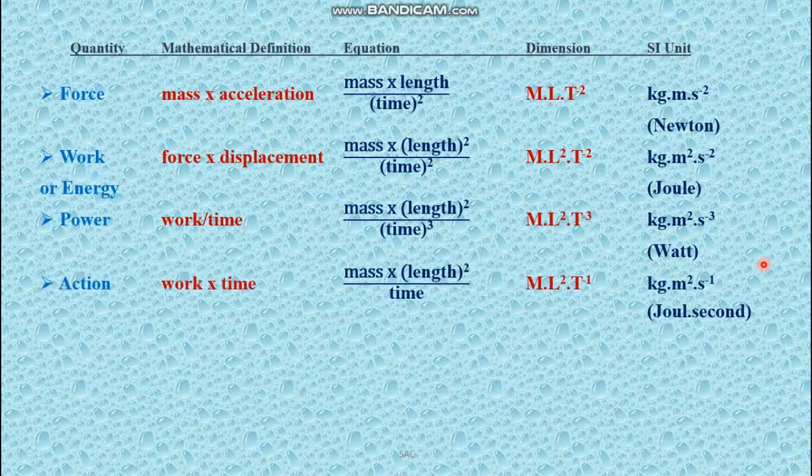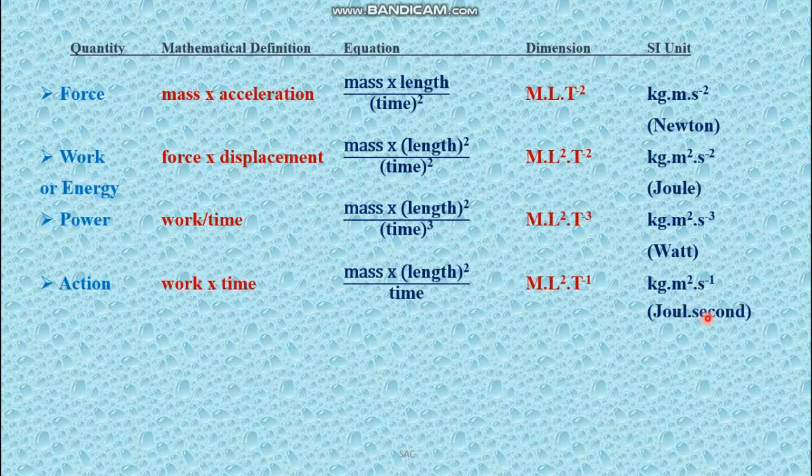Our next quantity is very interesting, which is known as action, defined as work multiplied by time, that is, the product of work and time. So the equation should be this part multiplied by time. Instead of mass length squared by time squared, it should be mass length squared by time only. The corresponding symbolic presentation of this dimension should be ML^2 T^-1, and here you find it is kg meter squared per second, that is joule second.